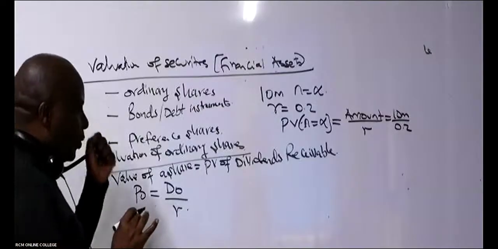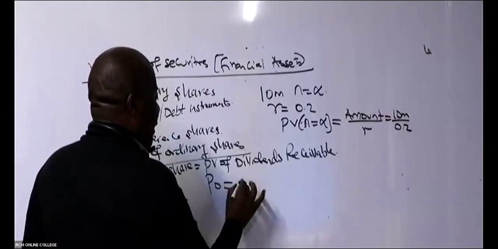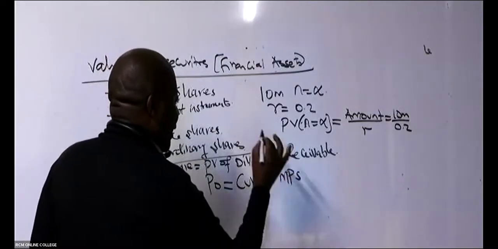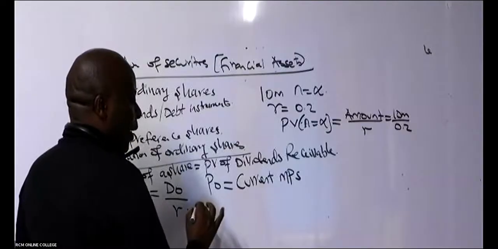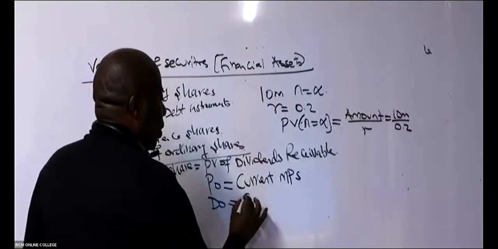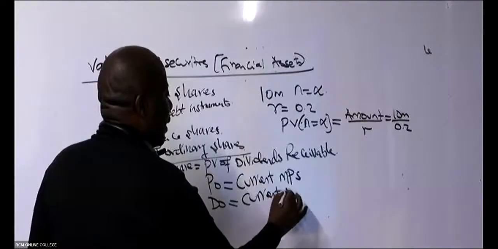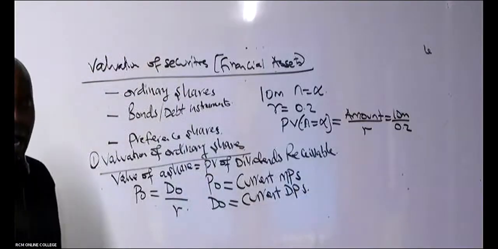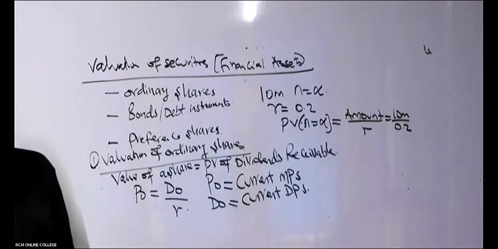So in this case we have P0. The zero means current. P0 is the current market price per share. D0 stands for current dividends per share.